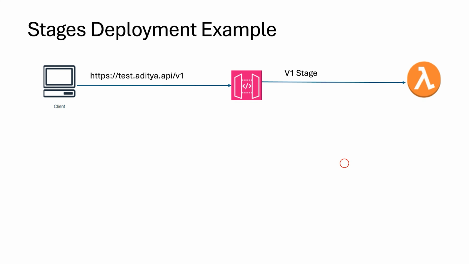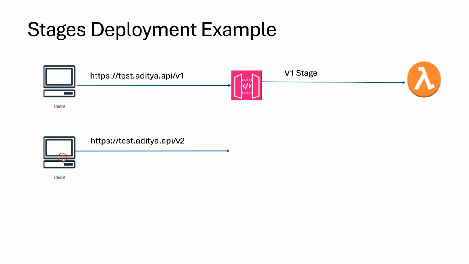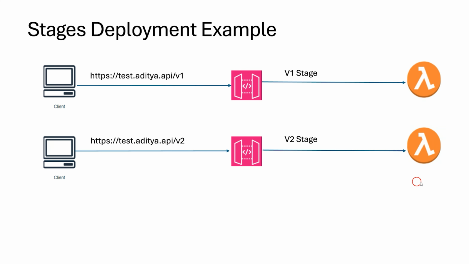But what happened? This backend got corrupted, or you have some other changes, and you are not going to deploy those changes in this backend. You want to create a new backend. For that, you can create another stage, that is the V2 stage, version 2 stage. Now the new clients, for example this client, he is the new client. He can access the V2 stage, which is using the latest code.